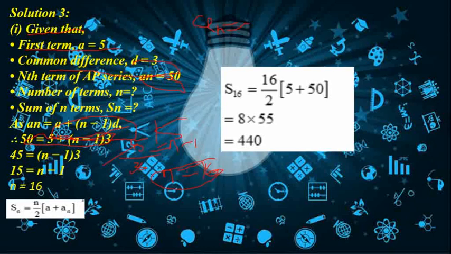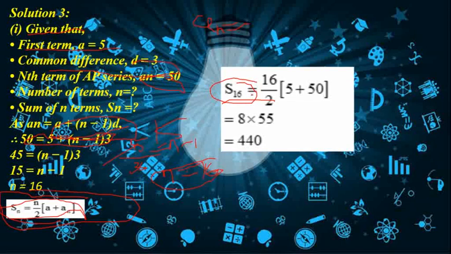Now we can easily find the value of Sn, that is the sum of n terms. As we know, the formula is n by 2 into first term plus last term. So let's solve them. You need to be perfect with this formula as well as the formula known previously, that is n by 2 into 2a plus n minus 1 into d. So let's solve this by substituting the known values.